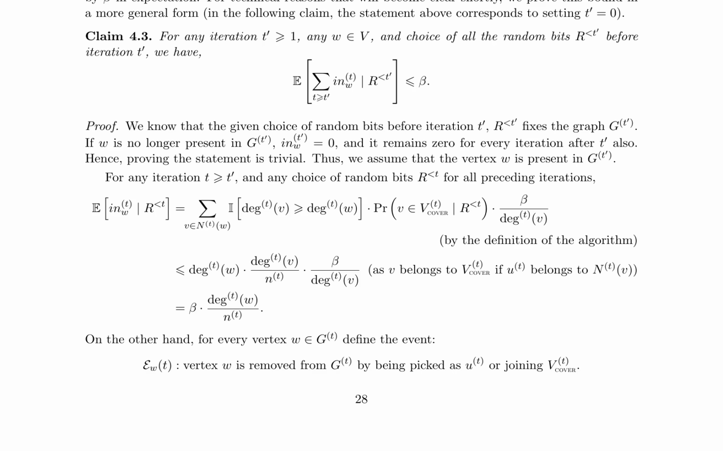This claim is proven by considering two cases: when w is no longer present in G_t, and when it is still present. In the latter case, the authors use the definition of the algorithm to bound the expectation of in_t(w) by deg_t(w)/n_t times beta, which ultimately leads to the desired upper bound. This result is crucial for the overall analysis of the algorithm's performance, as it helps in controlling the total sum assigned to vertices and thus contributes to the algorithm's efficiency.